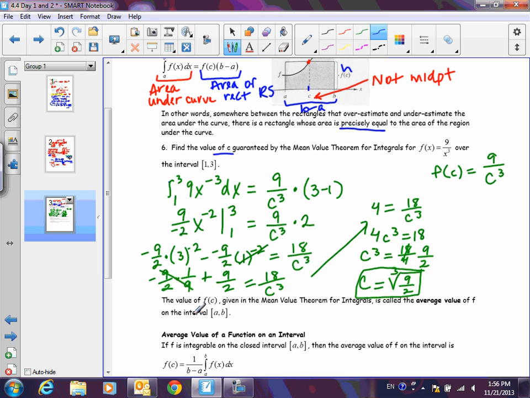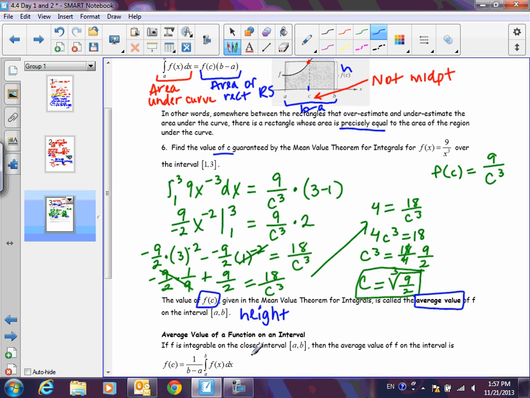Look at this next part, though. It says the value of f of c given in the mean value theorem has a special name. It's called the average value. Now, what was f of c representing in the triangle? Or what would we say? It's the what of the, right? Did I say triangle? The rectangle. It's the height. I just love triangle living. I always say that. It's the height.